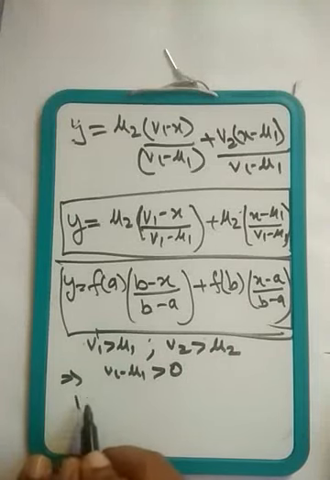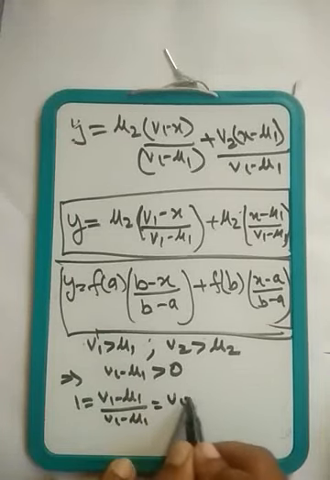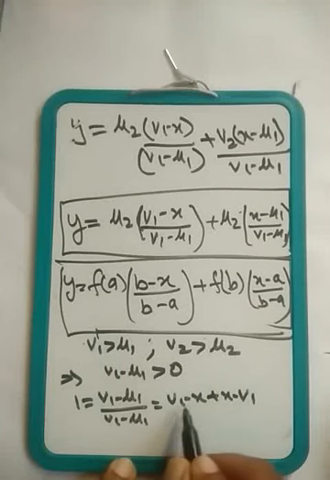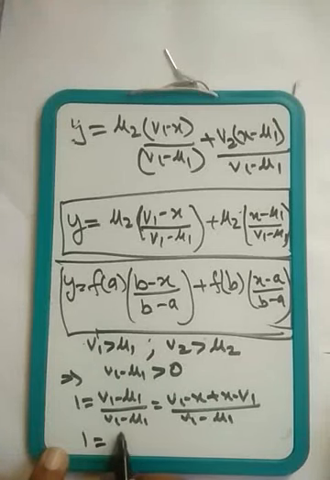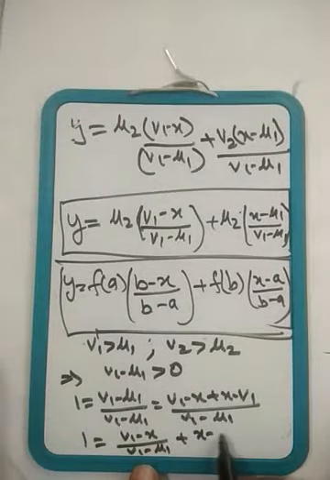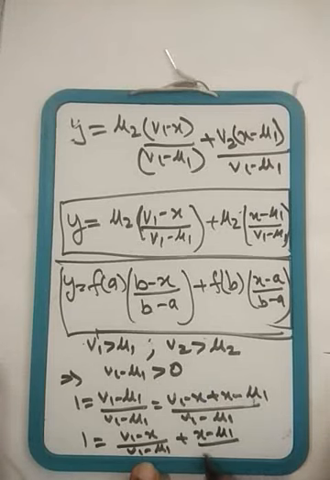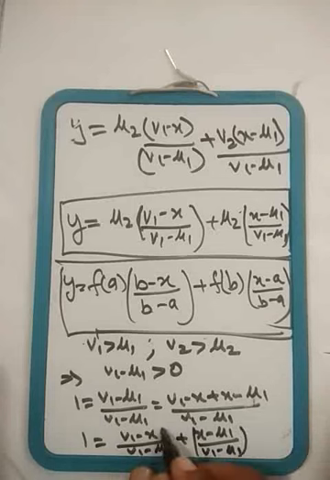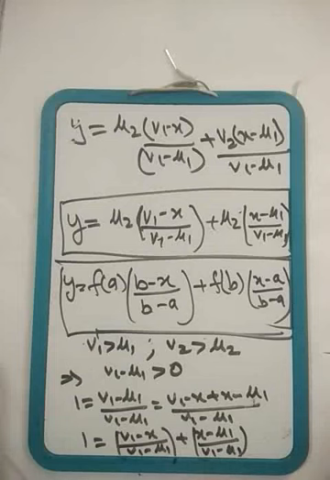So 1 is equal to (v1 minus u1) upon (v1 minus u1), that is equal to (v1 minus x plus x minus u1) upon (v1 minus u1). So if you separate it, 1 is equal to (v1 minus x) upon (v1 minus u1) plus (x minus u1) upon (v1 minus u1). Here it is u1, sir. Okay.